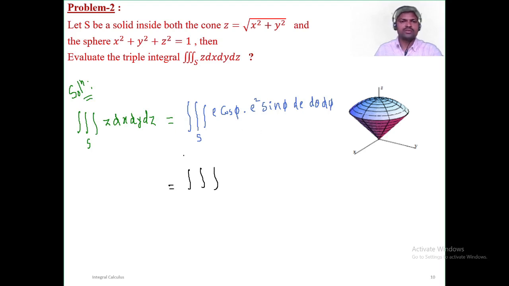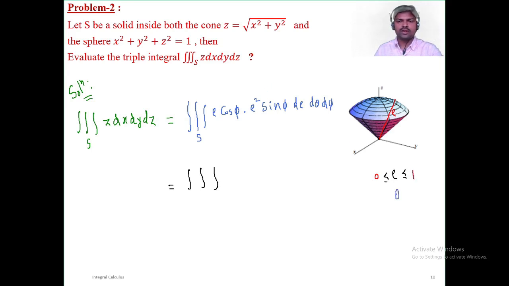Okay, so first I want the rho limits. Rho means what? Radius, right? Radius means length from the origin, starting from the origin. So this is the rho axis. Simply it is the radius of the sphere. Okay, it's a 3D radius. So rho varies from where to where? 0 to 1, because a sphere of radius 1 is given. So the rho limits are 0 to 1.